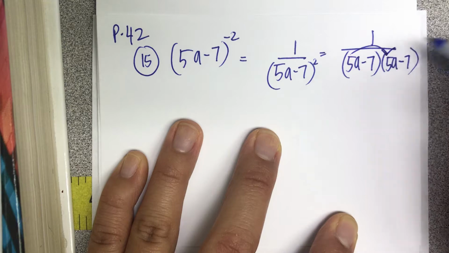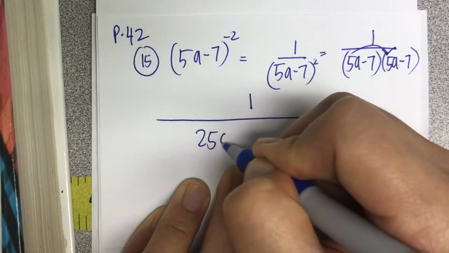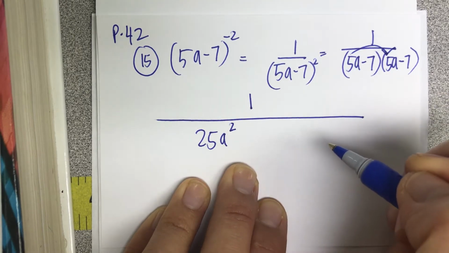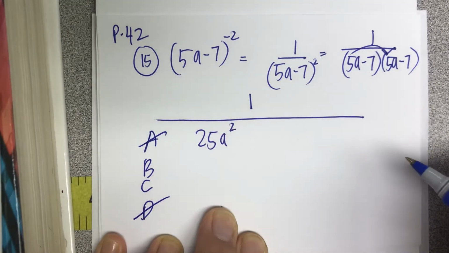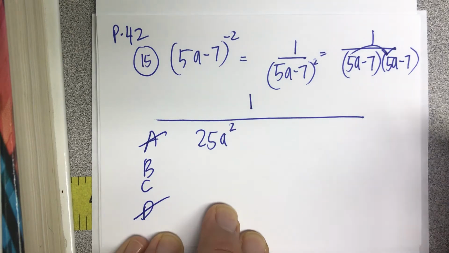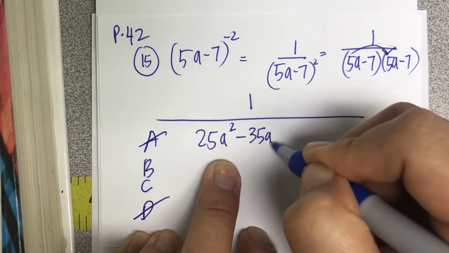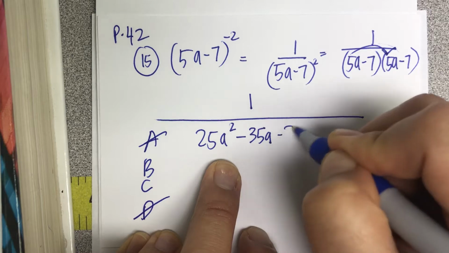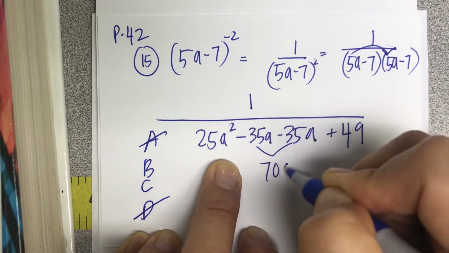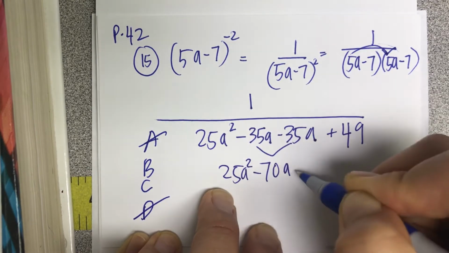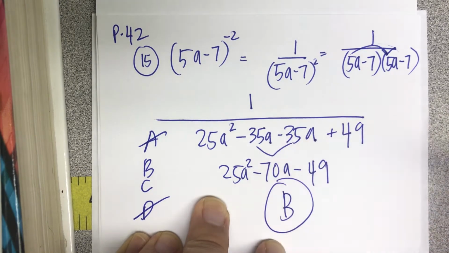And this is easy. All you got to do is distribute it. So it's going to be 1 over 5a times 5a is 25a squared. Okay? And right away what you can do is cross out A and D. A and D don't have a 25a squared at the bottom. Okay? And then the next one that you do after that is going to be negative 35a. And then here, negative 7 times 5a is negative 35a again, and then plus 49. Okay, add those up, and that should be negative 70a. So it'll be 25a squared minus 70a plus 49 on the bottom. And that is going to be your answer B.